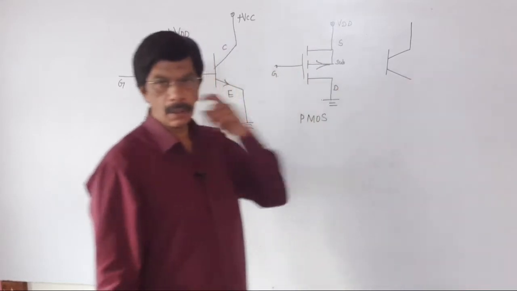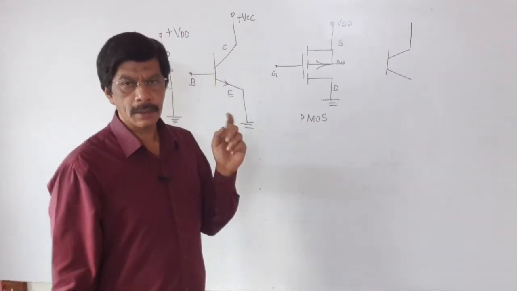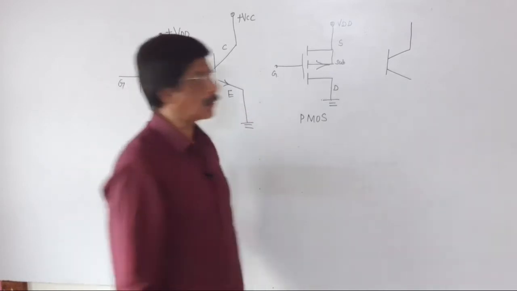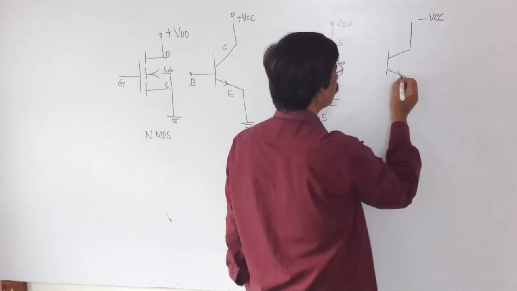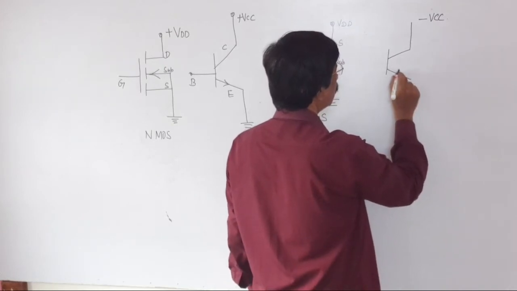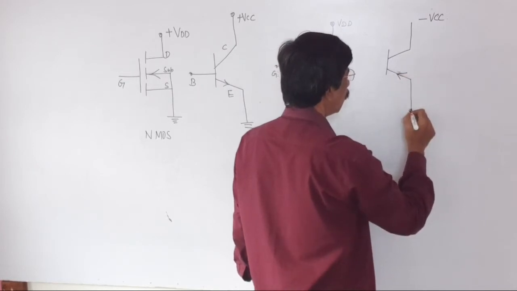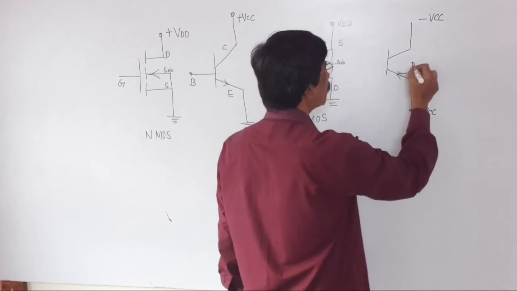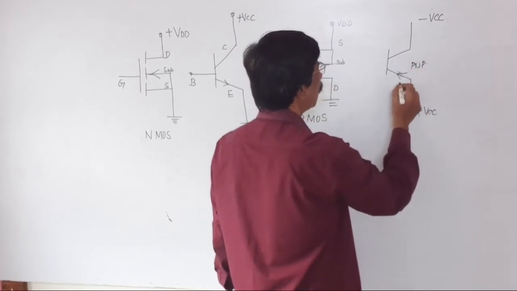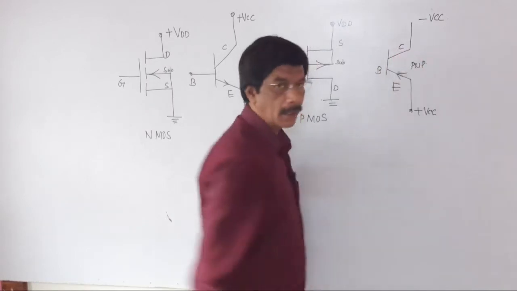The collector of PNP transistor is always connected to negative of the power supply. This is minus VCC. In the PNP transistor, the arrow is moving inside. The emitter is connected to positive of the power supply. In the case of PNP transistor, this is the emitter terminal, this one is the base terminal, this one is the collector terminal.